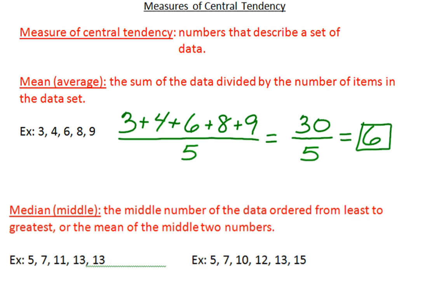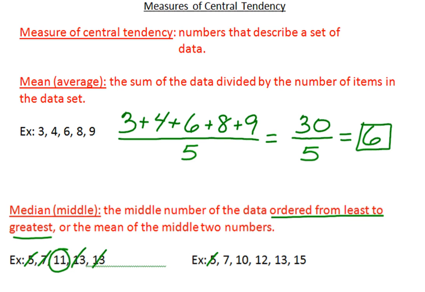The second central tendency is median. Median is the number that's in the middle. You just have to be very careful. You must order the numbers from either least to greatest or greatest to least. You have to put the numbers in order before you find the number that's in the middle. So looking at the first example, the 5 cancels out the 13, the 7 cancels out the 13, and the median is 11. The second example, the numbers are already in order.